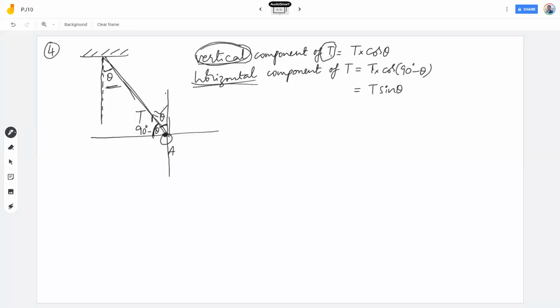It's not 90 degree plus theta, it is 90 degree minus theta. Will it be more than 90 or less than 90? Riju.